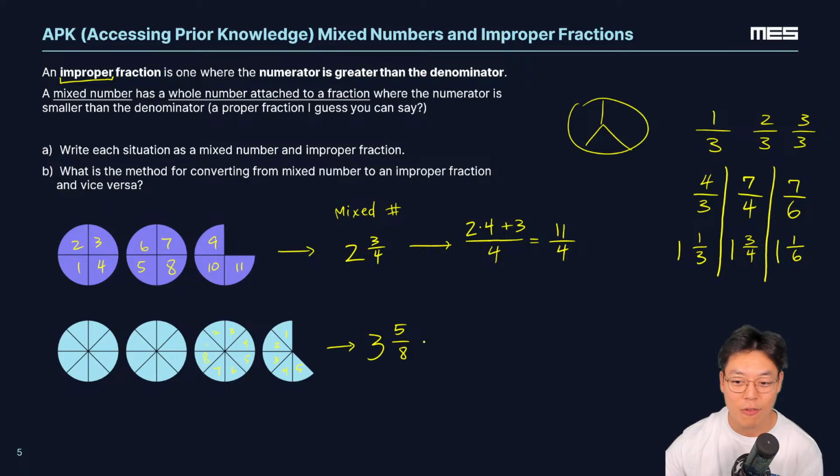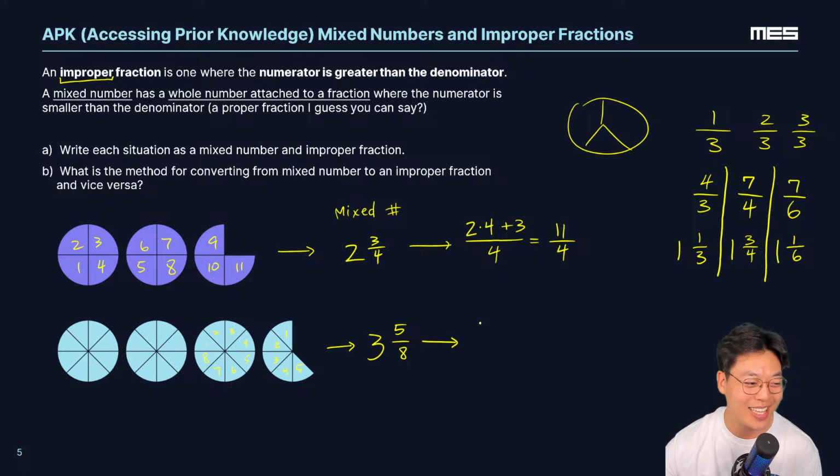Amazing. So if we were to do this one, what would 3 and 5/8 be in the form of an improper fraction? In the chat, what would you get? We just found that if we have 2 full 4s, we multiply the 2 times 4 to get 8, plus the 3 to get 11 all over 4.